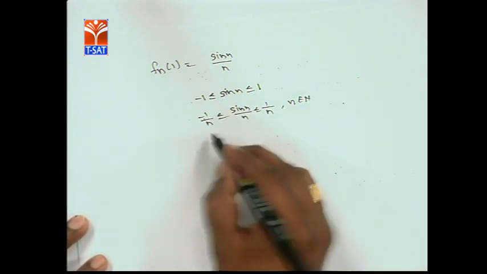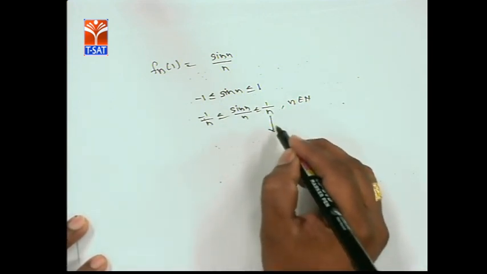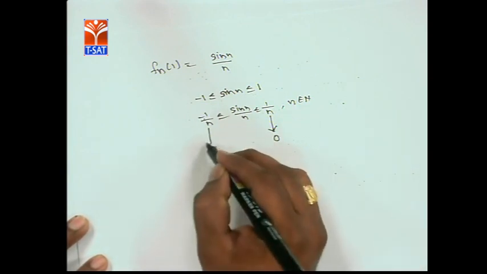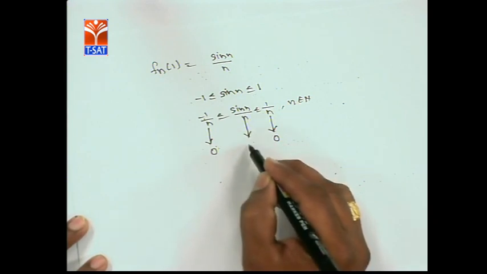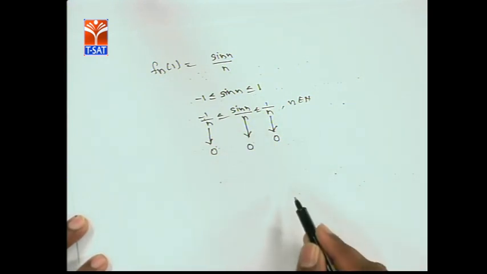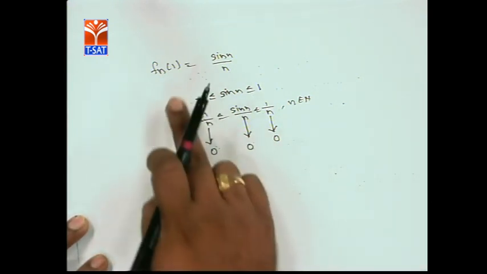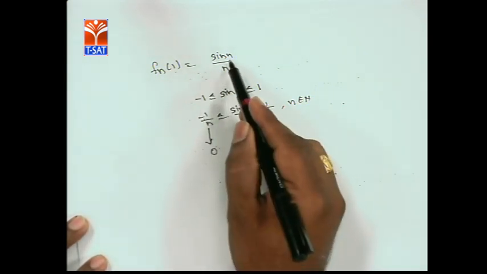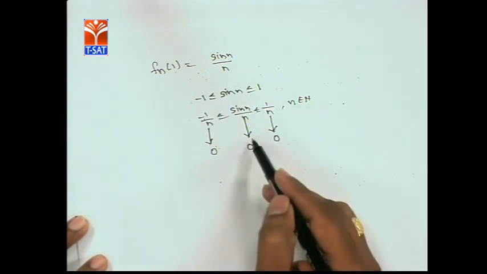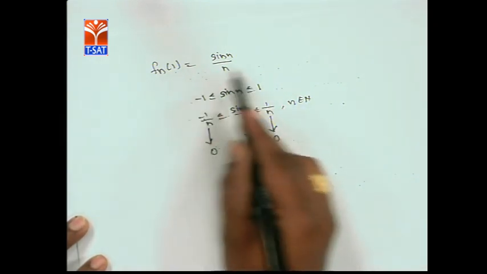So we know that 1 by n converges to 0, and minus 1 by n also converges to 0. By the sandwich theorem, we know that sin n by n also converges to 0. If x is equal to 1, then fn of 1 is a sequence of real numbers, that is sin n by n, which converges to 0. At this point, it converges.